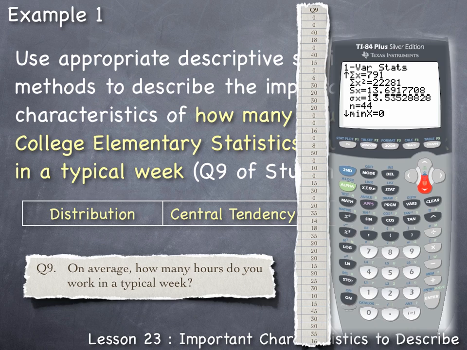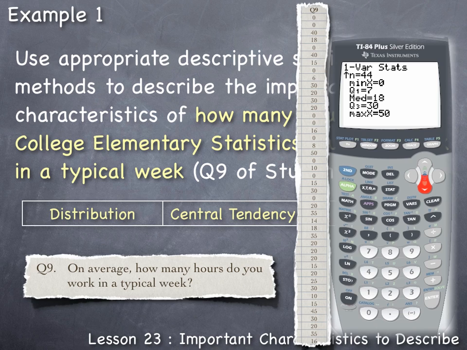Using the arrow buttons to navigate down, we can see more statistics, including minX, which is the minimum data value in the sample, which is 0. So the lowest number of hours an elementary statistics student at Sierra College works in a typical week is 0 hours, that is, they don't work. And maxX is the maximum number in this sample, in this case 50. So the most hours observed in this sample that an elementary statistics student at Sierra College works in a typical week was 50 hours. Med equals 18, telling us that the median is 18 hours a week.